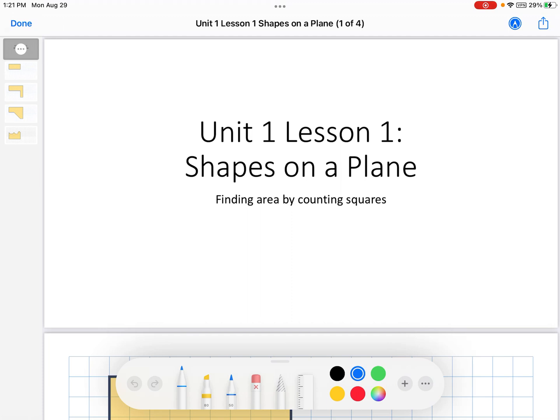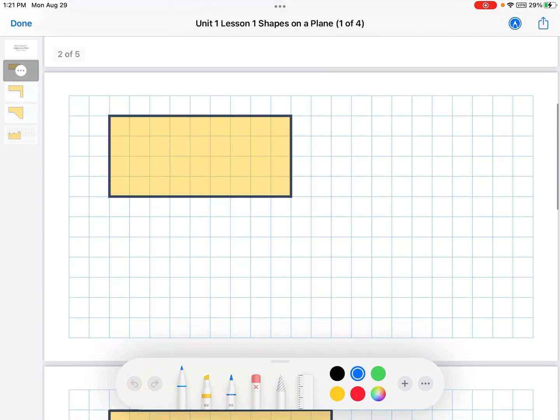All right, this is Unit 1, Lesson 1, Shapes on a Plane, finding area by counting squares. The basic idea is that area is how much space is taken up on a plane by a shape. And that measurement is measured in squares. So to find the area of a shape, we need to count up how many squares are inside that shape. All of the shapes that we're working on in this lesson will be drawn on grid squares. So all we have to do is look at the squares and count them.